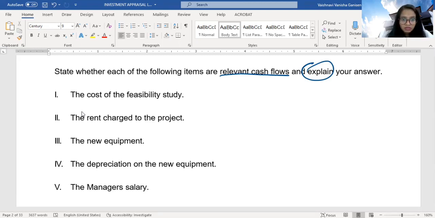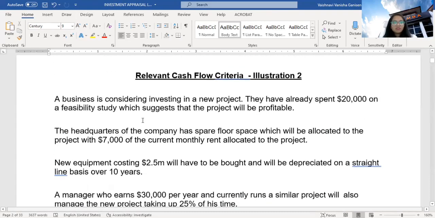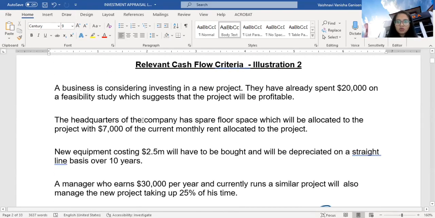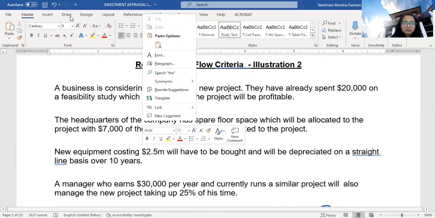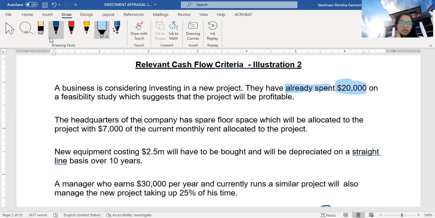Now, he asks you to explain regarding the feasibility study, rental, the cost of the equipment, depreciation, and the salary of your managers. So let's go up and read each scenario and try to identify whether or not this cost is relevant. So here, a business is considering investing in a new project. They have already spent $20,000 on a feasibility study, which suggests that the project would be profitable. Okay, now, is this relevant or not relevant, and why?